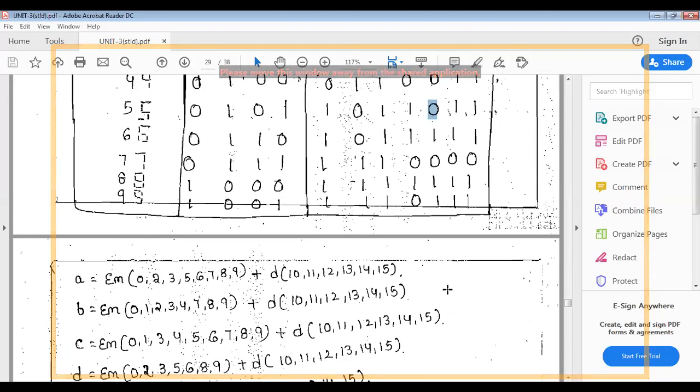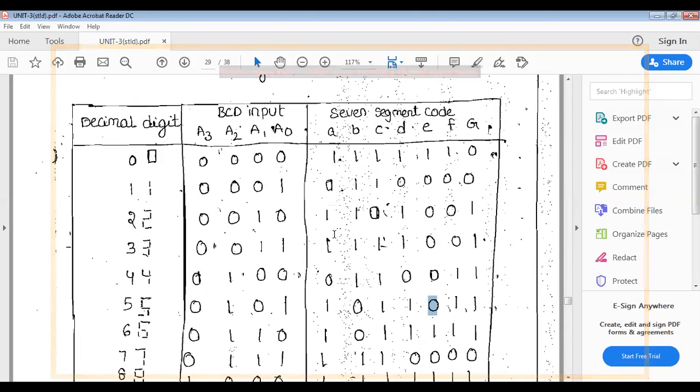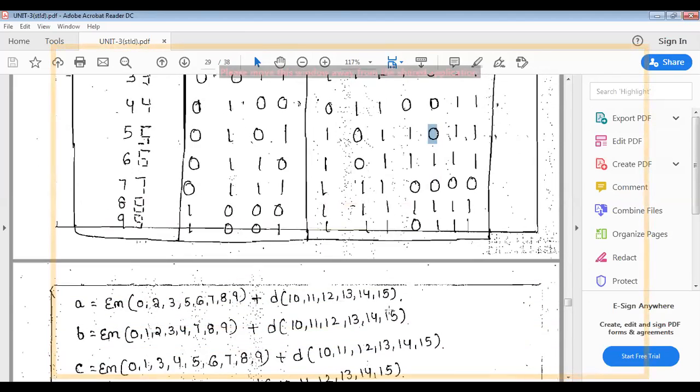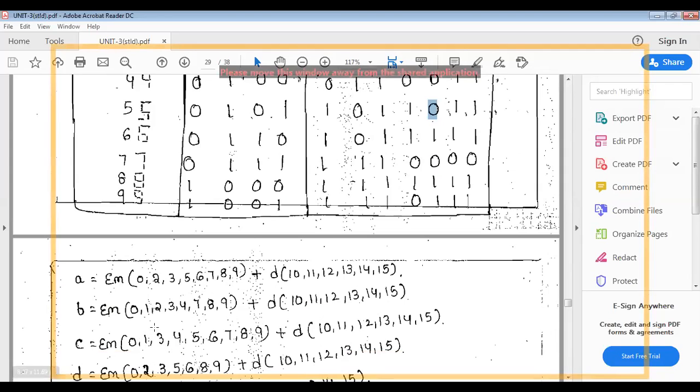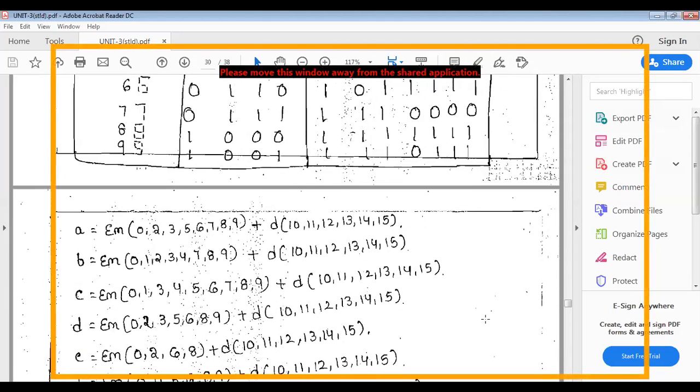And C here. C is 0 at the 2, and remaining all are minterms. So 0, 1, there is no 2 because it is a 0, then 3, 4, 5, 6, 7, 8, 9, and the don't cares are 10 to 15.